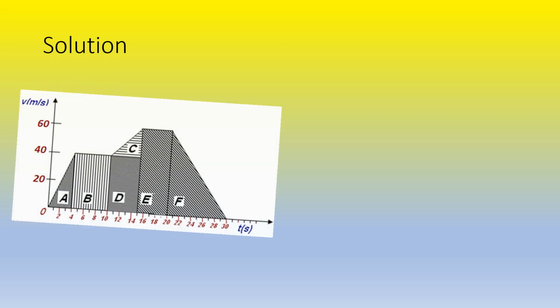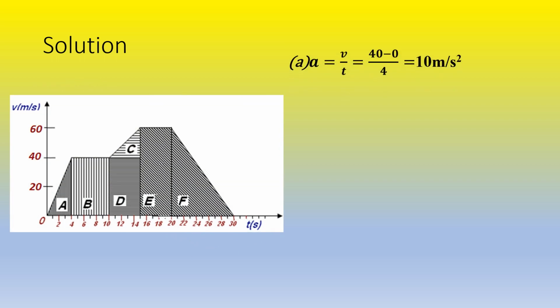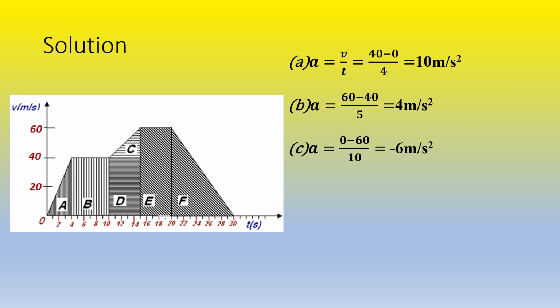Solution. A. Acceleration equals velocity over time equals (40 minus 0) over 4 equals 10 meters per second squared. B. Acceleration equals (60 minus 40) over 5 equals 4 meters per second squared. C. Acceleration equals (0 minus 60) over 10 equals minus 6 meters per second squared.